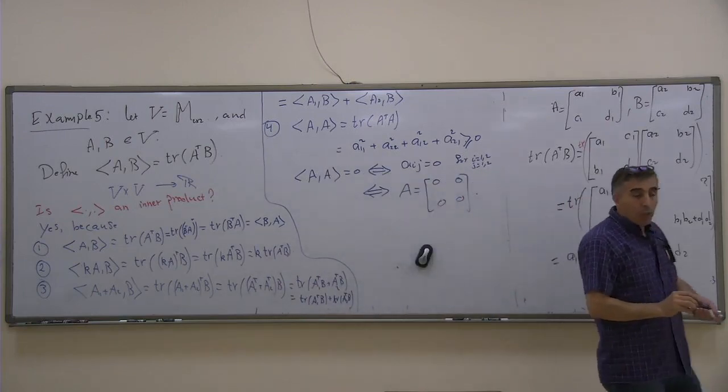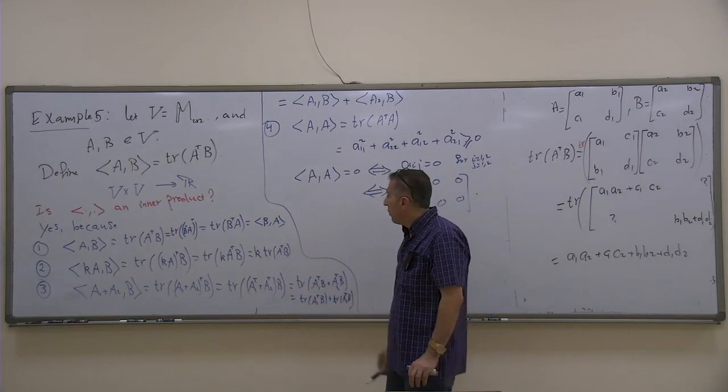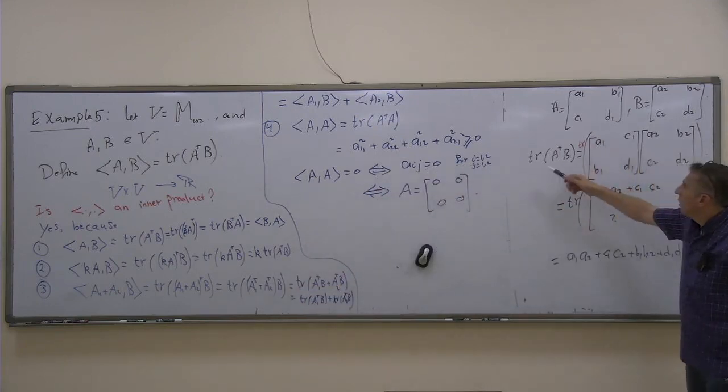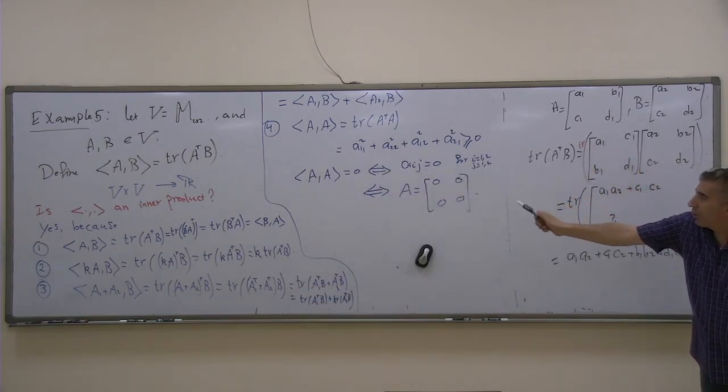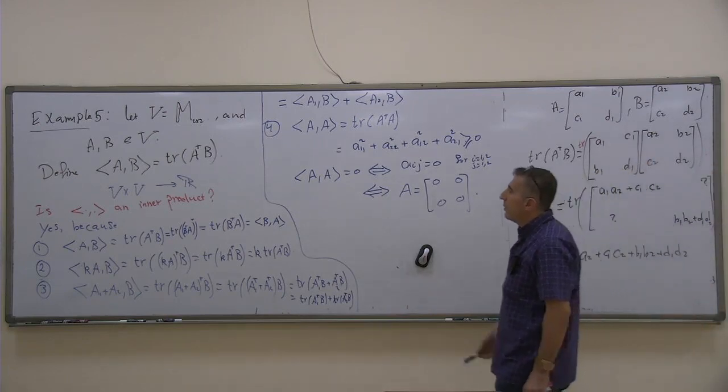Okay? So here I did it using the properties of the trace and the transpose. Again, please don't check those conditions using this. It will be too much work for nothing. Do it in this way.